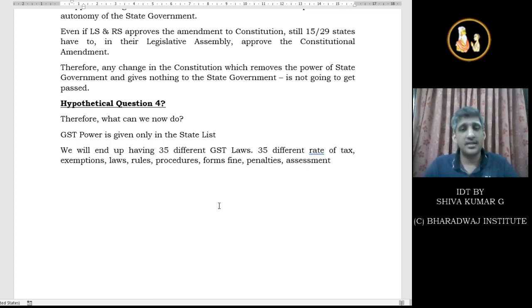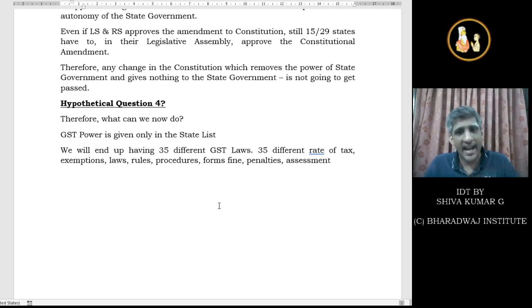Excellent. But still, this leads to another problem. What problem? If I give power to the state government, then each state government will create its own GST law, which means different act, different rules, different rate of taxes. Everything will be different.